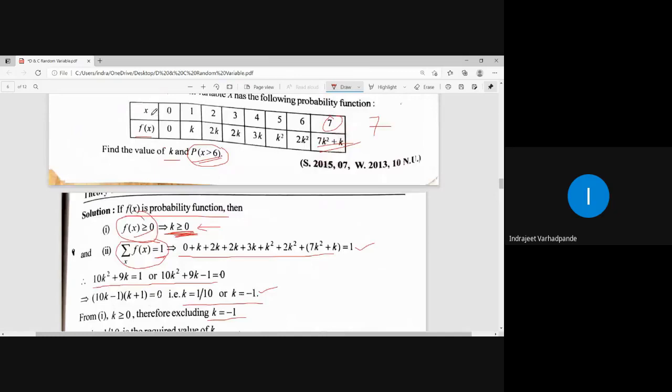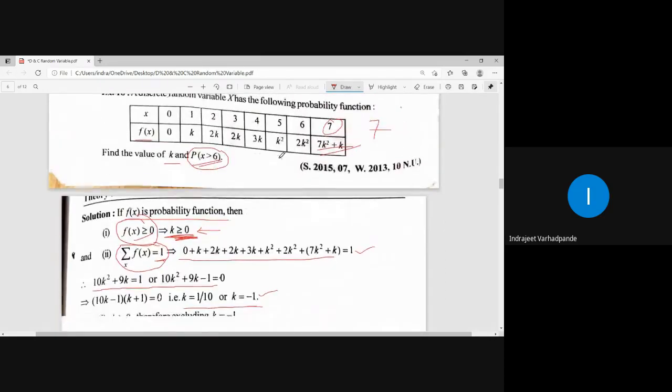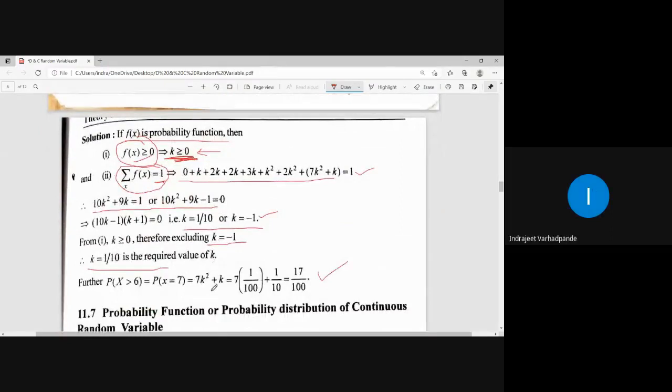The table was x and f of x, the corresponding values of x as the random variable and their corresponding probabilities 0, k, 2k and so on, up to the value x equal to 7. Noted up to this? Yes, sir. I hope it is clear. This is 17 by 100. You can call it 0.17 also, because probability is always less than or equal to 1.